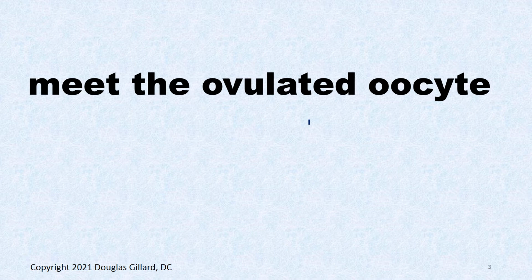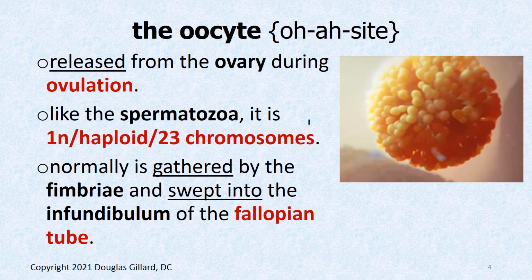Meet the ovulated oocyte. So we kind of know this one already. And yep, there it is. That was released. If you watch last week's lecture, you know all about this oocyte, how it was created. And it's haploid. It has only 23 chromosomes, the half number of chromosomes. And normally, after it's ovulated, if it comes out of the ovary, it's swept out by the fimbriae and swept into the infundibulum down the fallopian tube.